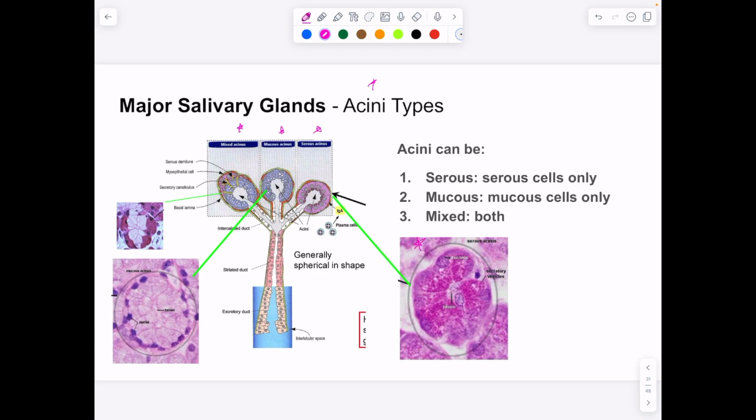Here's a serous only one, it's all darkly stained. Here's a mucus only one, and then here's a mixed. And notice how the serous tend to be on the edge, and then here we have our myoepithelial cell overall.